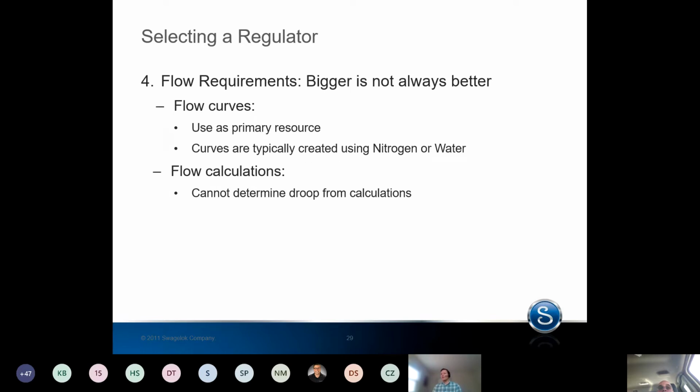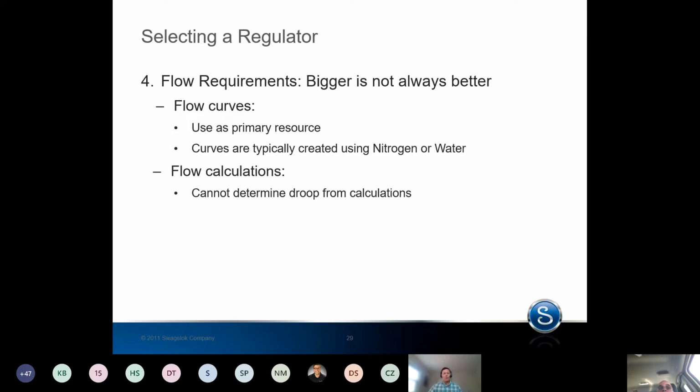So now the fourth one of these sections that I said we were going to spend some time on is flow requirements. This is another huge discussion when you're selecting a regulator: what CV do I need, or how big of a regulator do I need, what size? And what I always tell folks is that bigger is not always better with regulators. In fact, it almost never is, and for a couple reasons that we'll talk about here in just a bit.